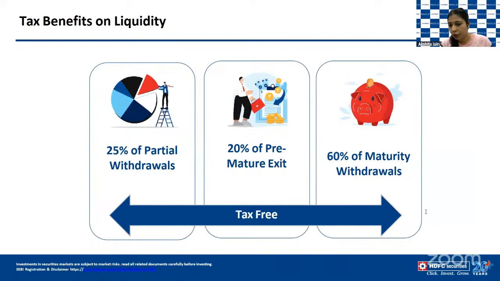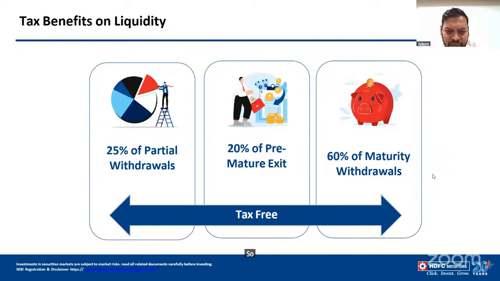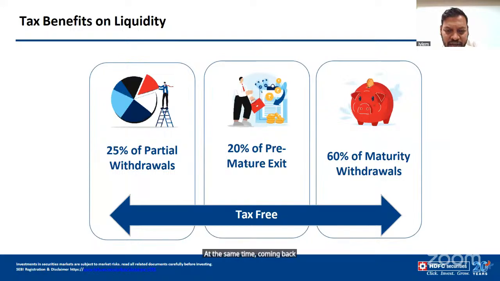Next question we have from Mr. Sanjay. How to cancel the shifting request of subscriber from government to ENPS? So, for cancellation, you'll have to first reach out. We'll have to understand where exactly it is pending. At the same time, coming back to the ENPS architecture is not permitted.